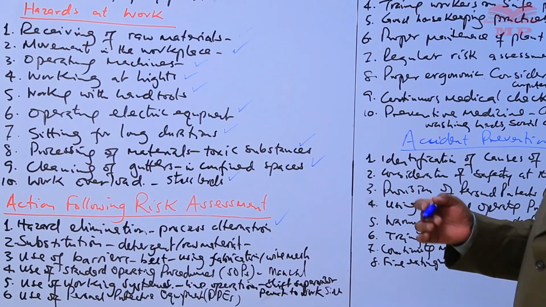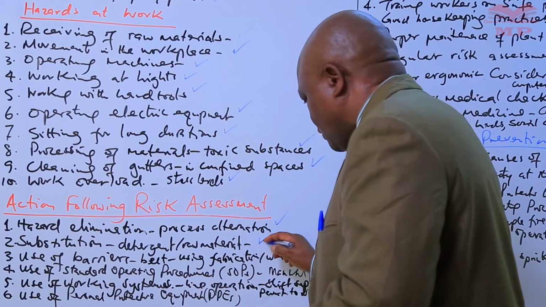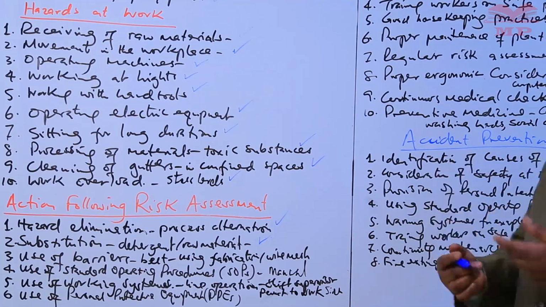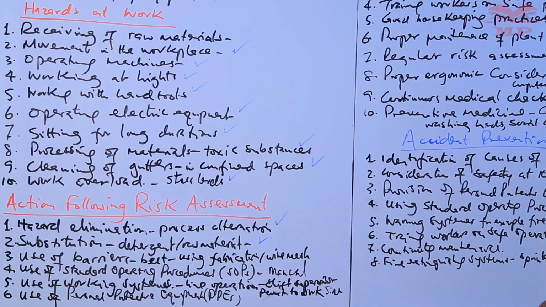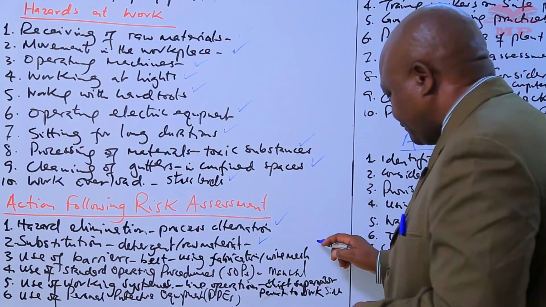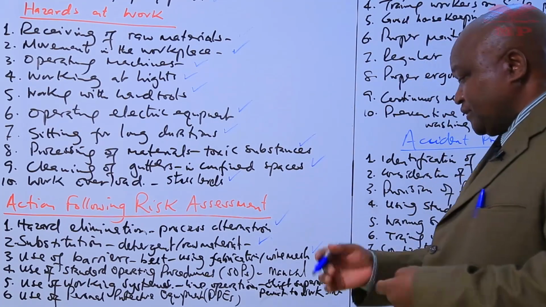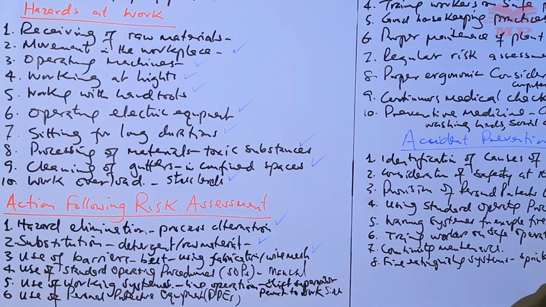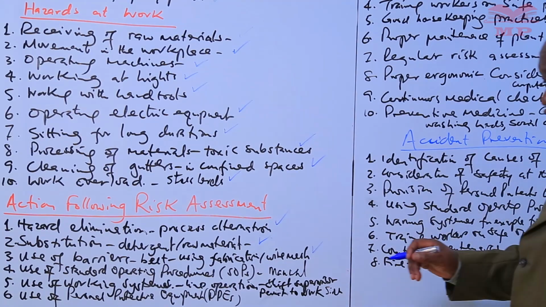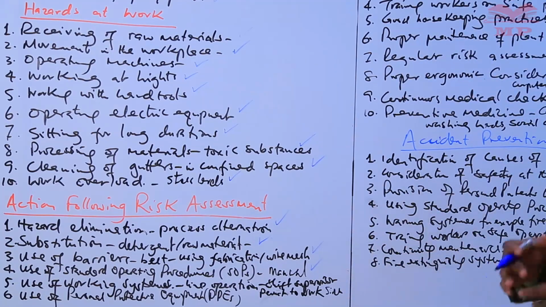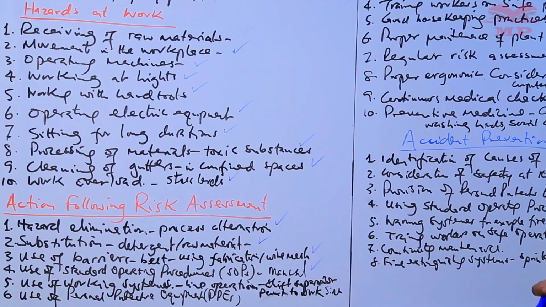Number two, substitution. If you have, say, a detergent and it is corrosive, it could be substituted with another less corrosive detergent. Number three, use of barriers. For example, fabrications can be made to block employees from coming into contact with a moving machine. Number four, use of standard operating procedures or having procedure manuals. That can also be useful.